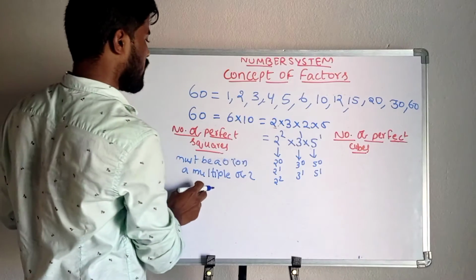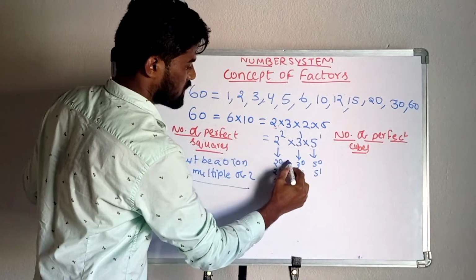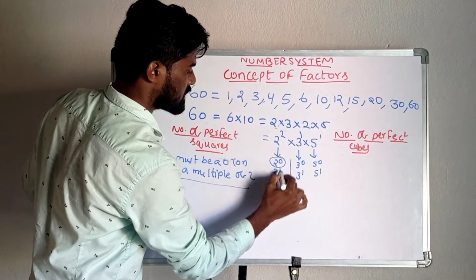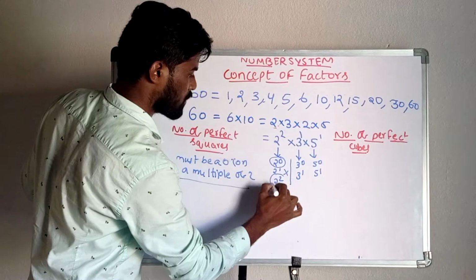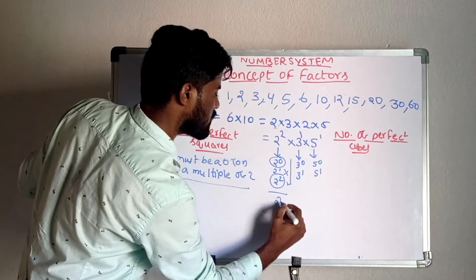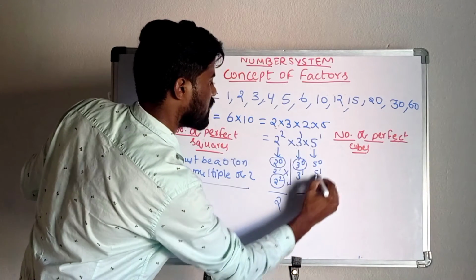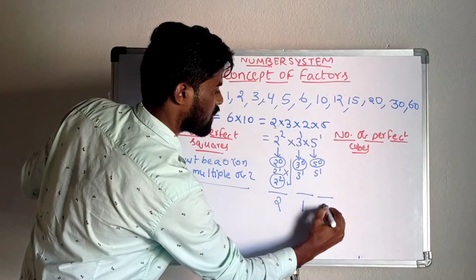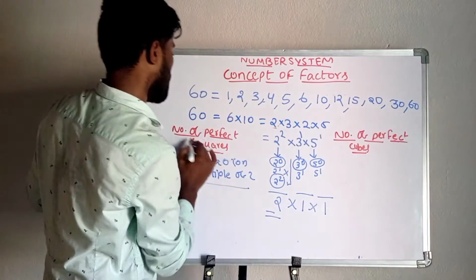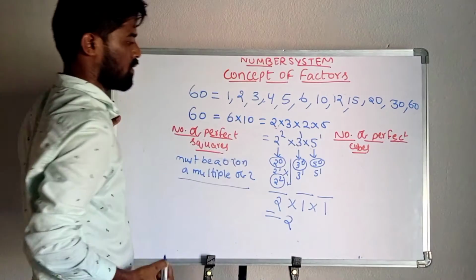Now we need to check how many factors satisfying this condition. Check here first. 2 power 0, this one is satisfying. 2 power 1 not satisfying. 2 power 2 it is satisfying. That means here total number of factors satisfying are 2. Here only this factor is satisfying, that is 1. Here also only one factor satisfying, 1. Now multiply all these 3, we get our number of perfect squares, that is 2.